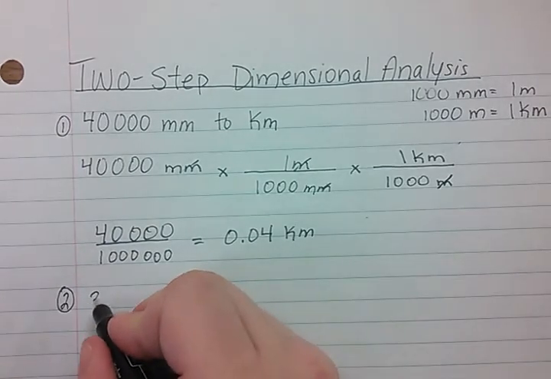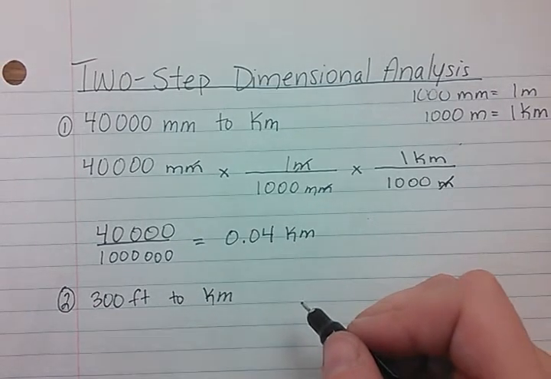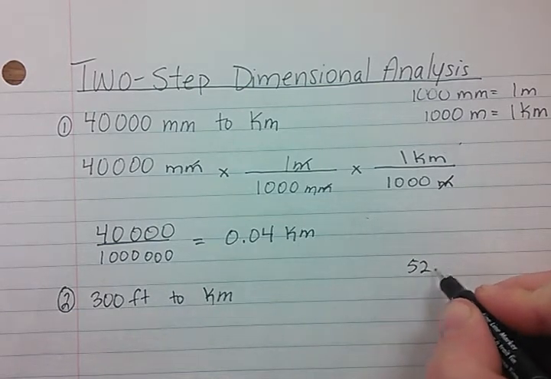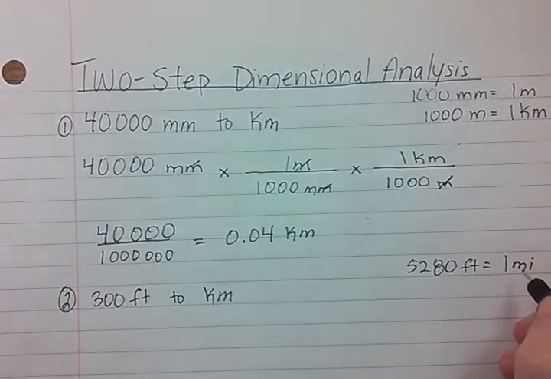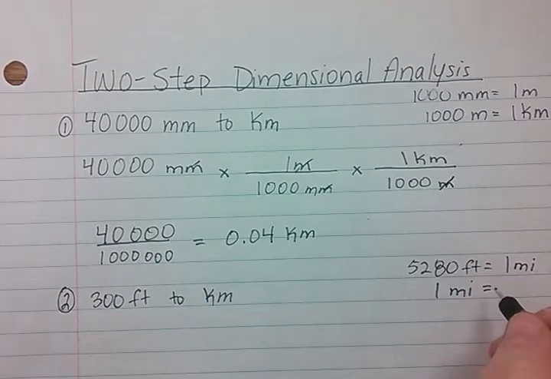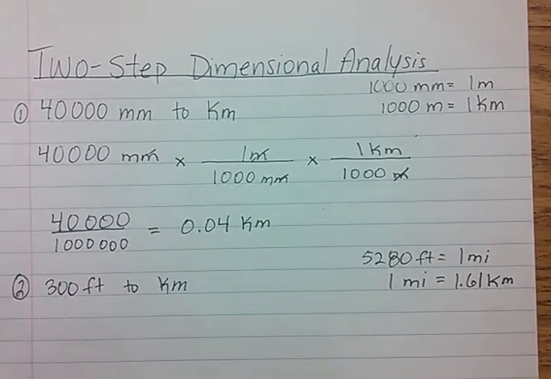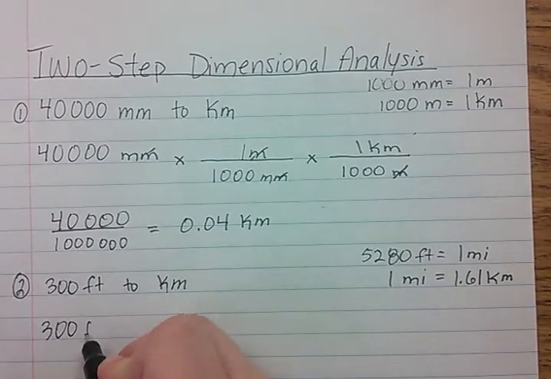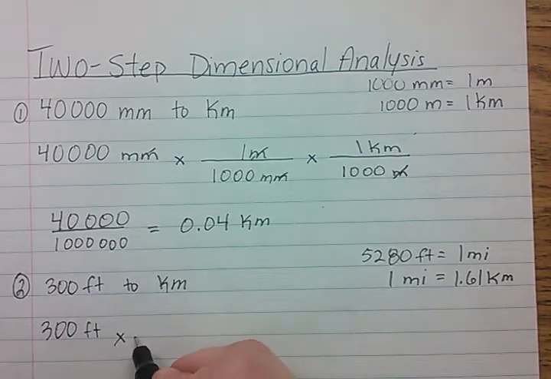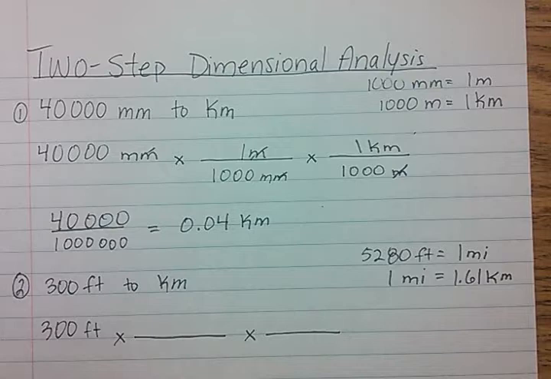Number 2, we're going to do 300 feet to kilometers. So our two conversion factors, first, and second. Our first conversion factor is 5,280 feet equals 1 mile. Our second is 1 mile equals 1.61 kilometers. Next step, write down what we're converting on the left-hand side of our page. Next step, write as many fractions as we have conversion factors.